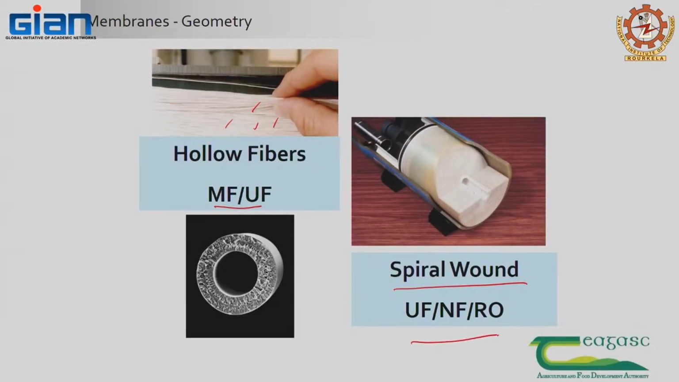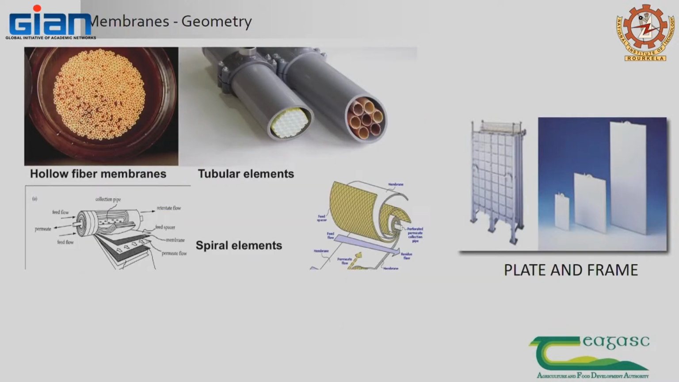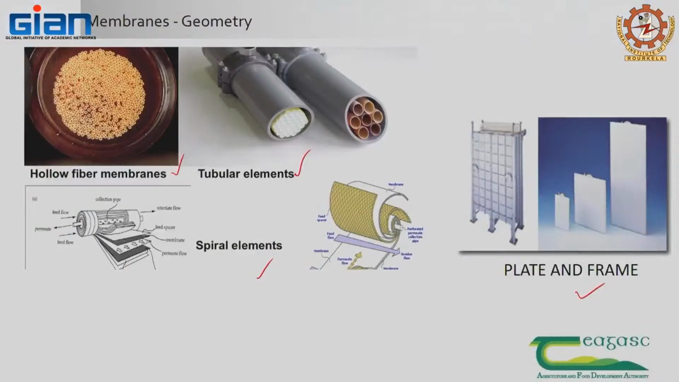Spiral wound, or the simplest one is a flat membrane. We use a lot of flat membrane systems, and other geometries: hollow fiber membranes, tubular element, spiral element, plate and frame membranes. So, membrane is not a single stuffed item, processing itself is a full-length technology. That is the way we can configure a membrane depending upon the application, and a lot of suppliers and manufacturers make membrane systems.